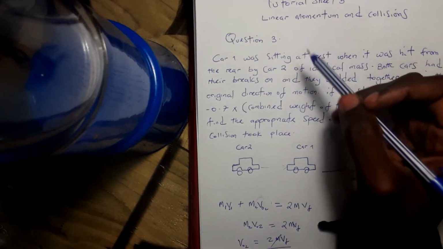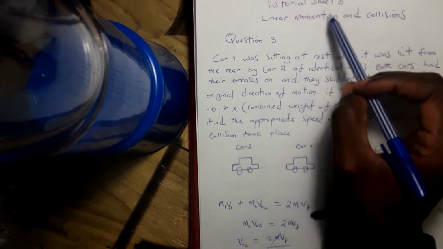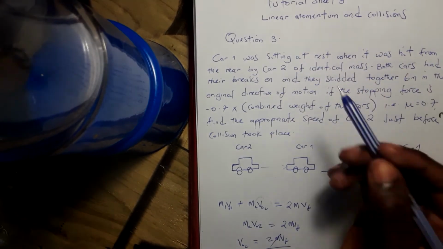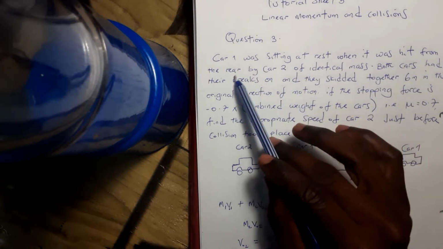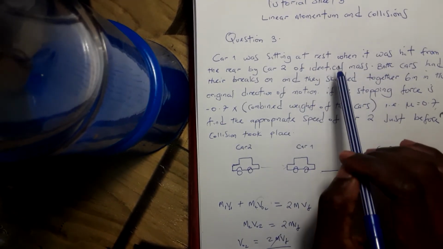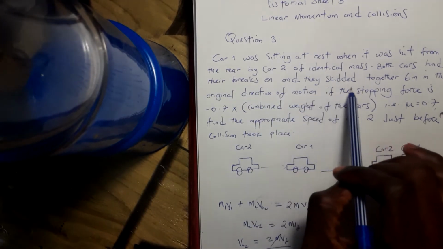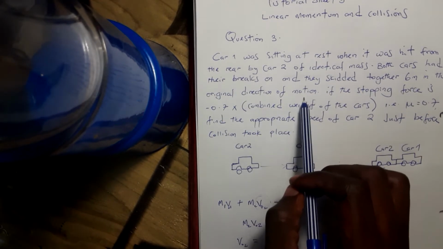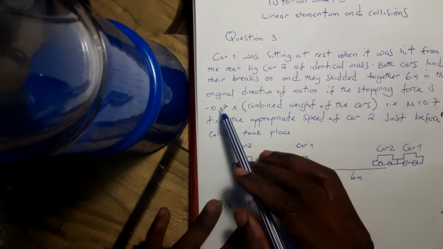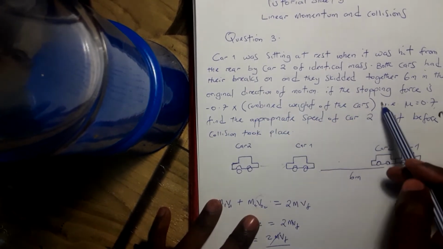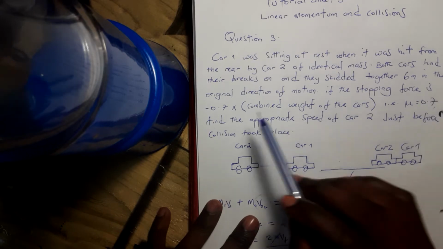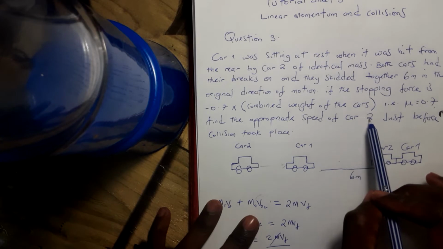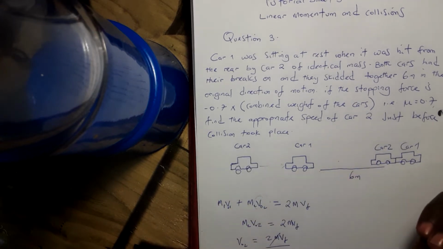Okay, so guys, today we'll be looking at tutorial sheet 5, question 3, which says car 1 was sitting at rest when it was hit from the rear by car 2 of identical mass. Both cars had their brakes on and they skidded together 6 meters in the original direction of motion. If the stopping force is negative 0.7 times the combined weight of the cars, okay, we have our coefficient of kinetic friction, which is 0.7.